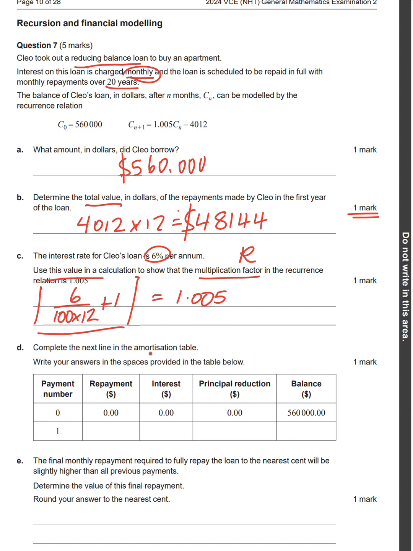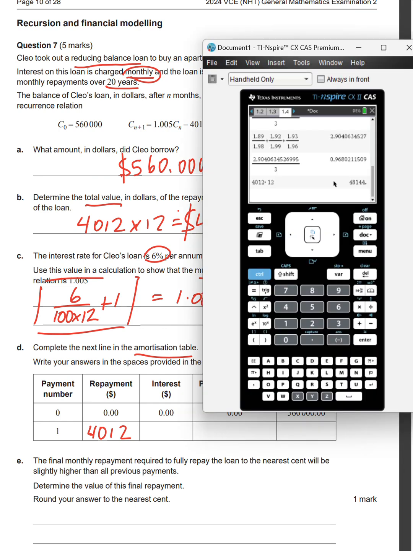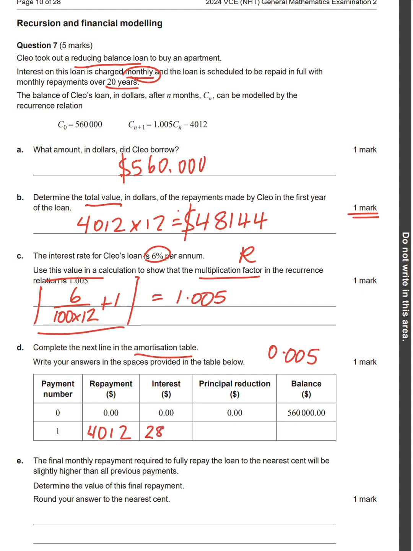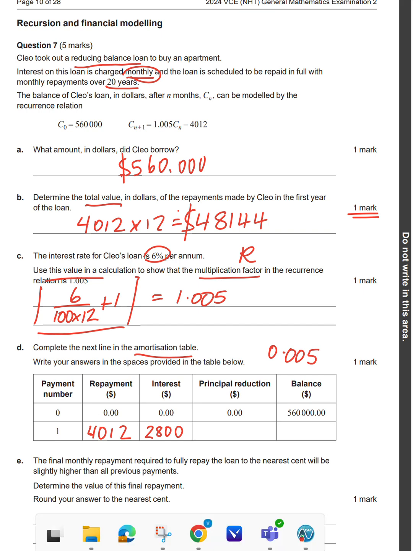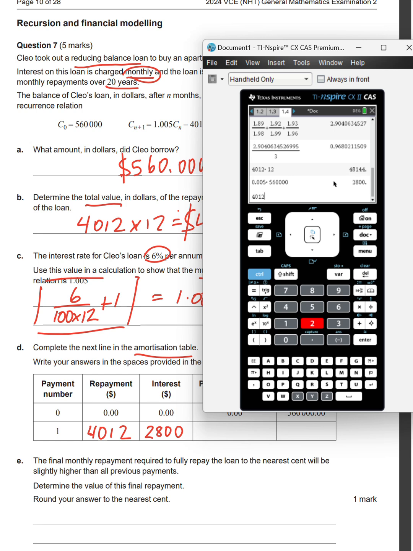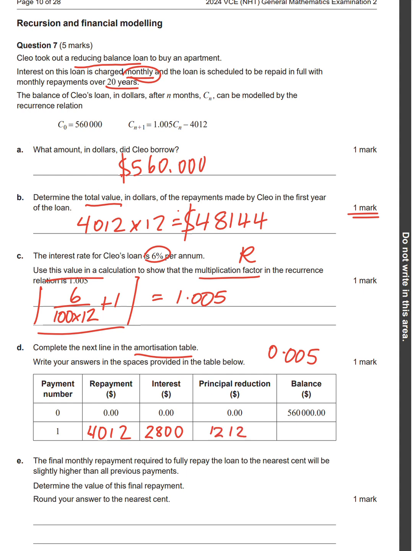All right, complete the next line of the amortization table. So we've got repayments. We know that is 4,012. And then we've got interest. Now, to do this, I'm just going to use 0.005 because I know that's my monthly interest rate. So 0.005 times 560,000. So that means my interest amount is 2,800. Now my principal reduction is just my payment, 4012 minus my interest. My principal reduction is 1212.